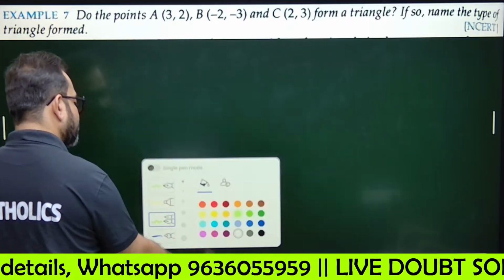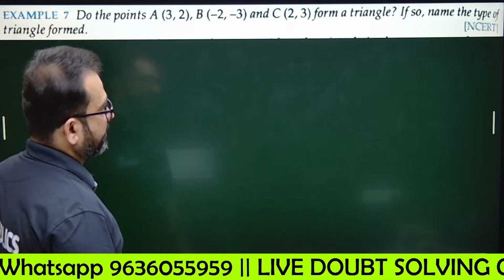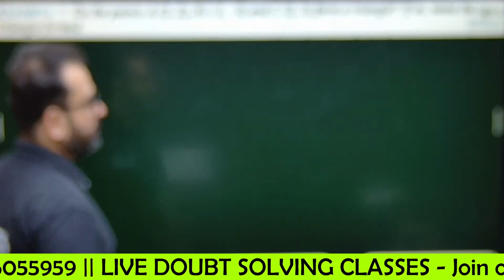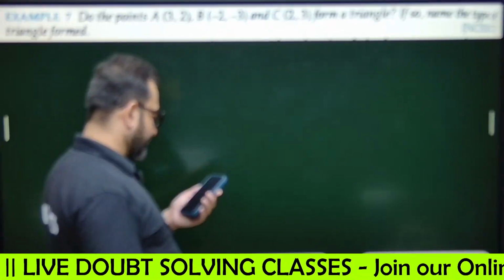So how to check they can form a triangle? How to check that these points can make a triangle?